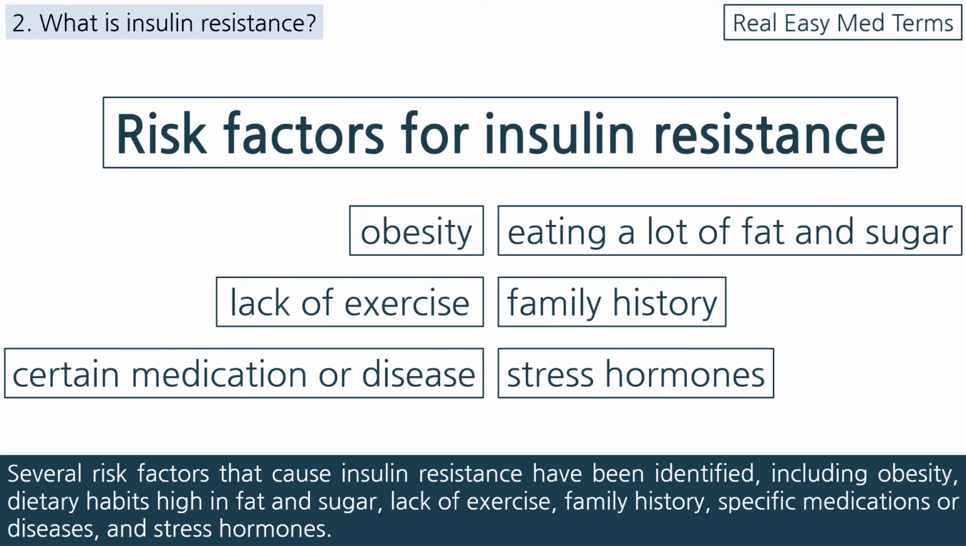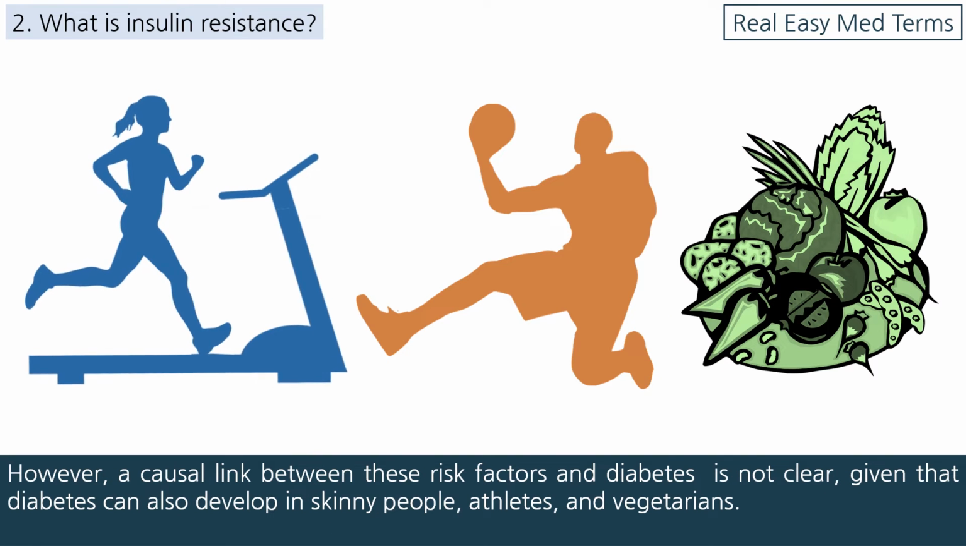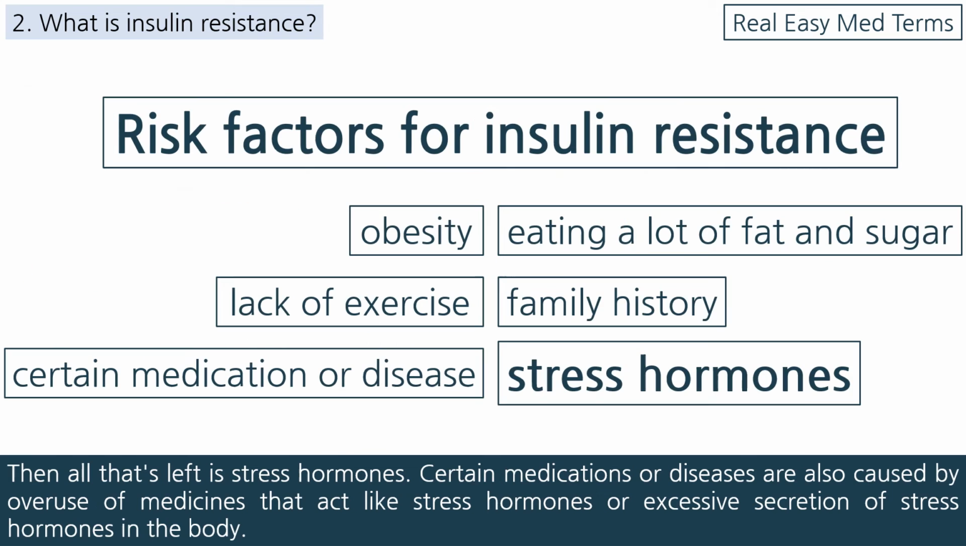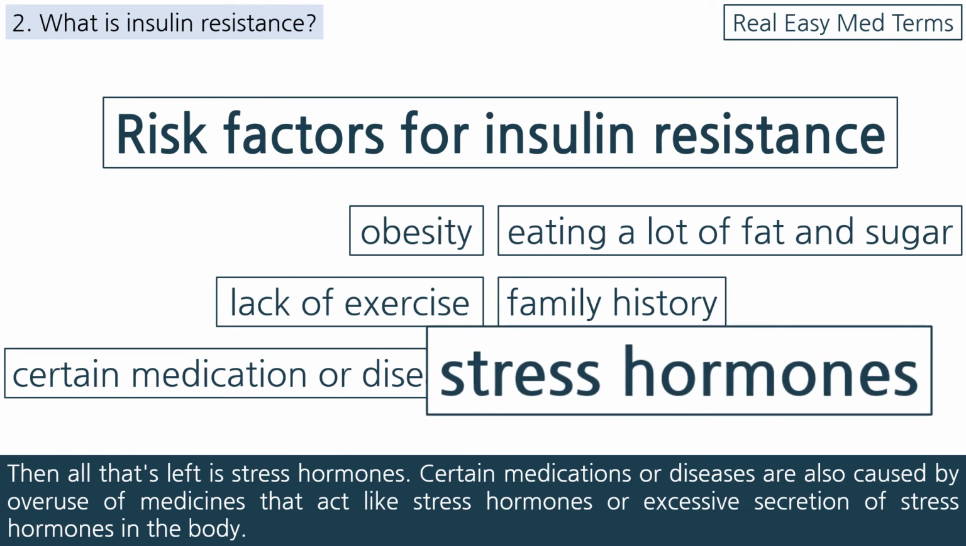Several risk factors that cause insulin resistance have been identified, including obesity, dietary habits high in fat and sugar, lack of exercise, family history, specific medications or diseases, and stress hormones. However, a causal link between these risk factors and diabetes is not clear, given that diabetes can also develop in skinny people, athletes, and vegetarians. Then all that's left is stress hormones.